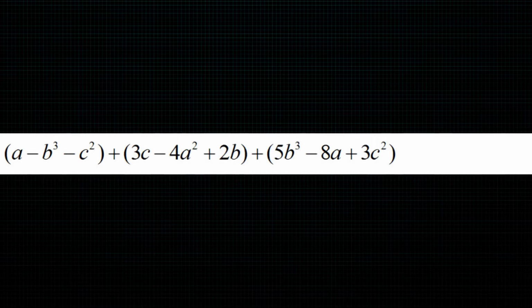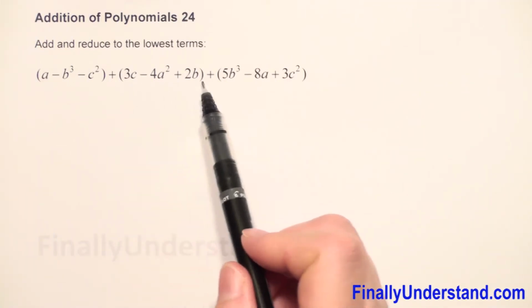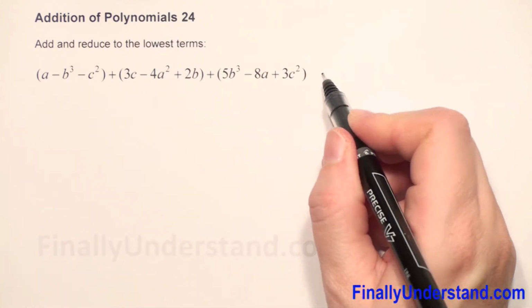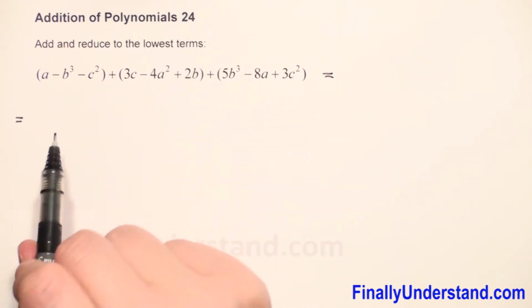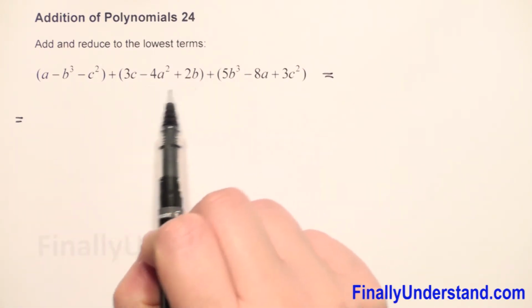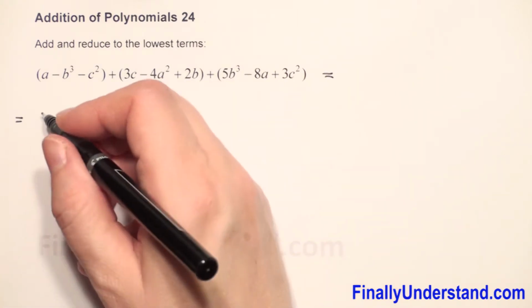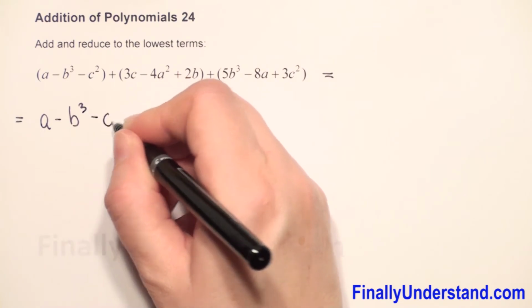We have addition of polynomials. In parentheses, our polynomials have 3 terms, so we have trinomials. First, we have to take down the parentheses. Because we have a positive sign before the parentheses, we have to copy everything we have in the parentheses. So we have a minus b cubed minus c squared.